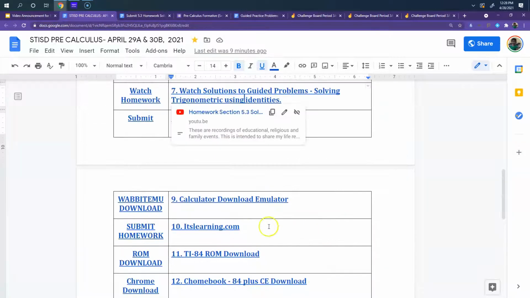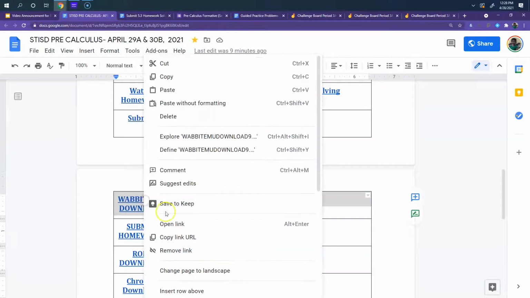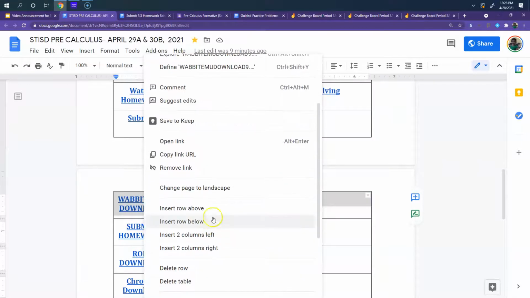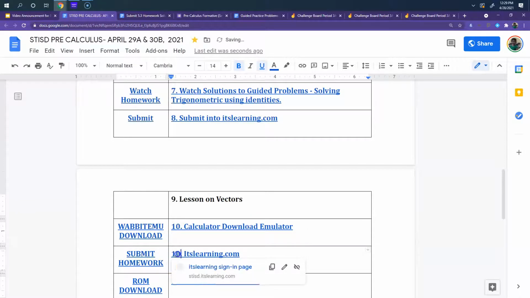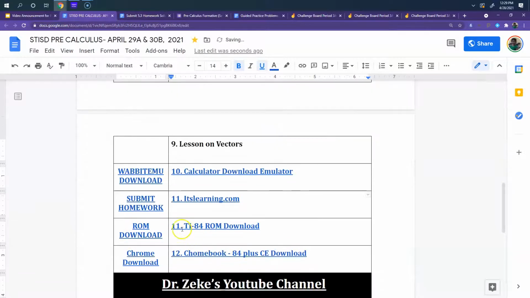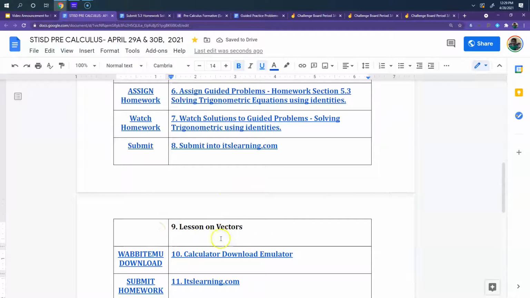And then, of course, I don't have it here, but the next item that you will have to do is vectors. So make sure you do the lesson on vectors, okay? We're going to have a lesson on vectors.